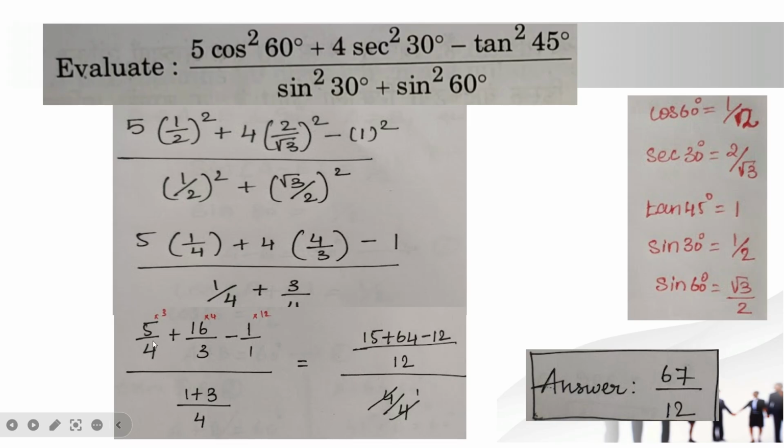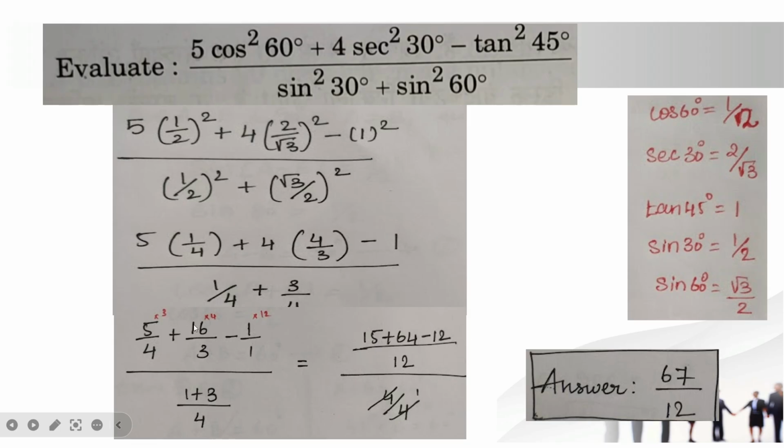Okay, now comes to the numerator. We are having 3 different fractions which is having different denominators. So what we need to do? We need to take the LCM for 3, 4 and 1 and it will be 12. So in 4th table, 12 how many times it will come? 3 times. So 5 into 3 is 15. In 3 table, 12 how many times it will come? 4 times. 16 into 4 will be 64. In 1 table, how many times 12 will come? 12 times. So 1 into 12 will be 12.